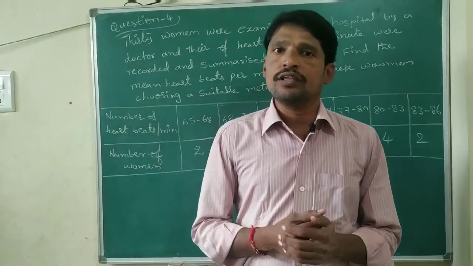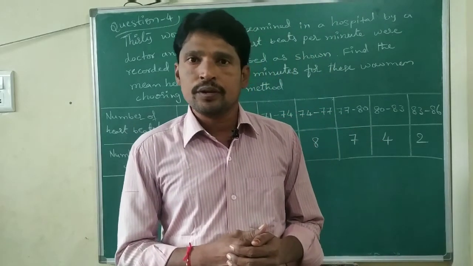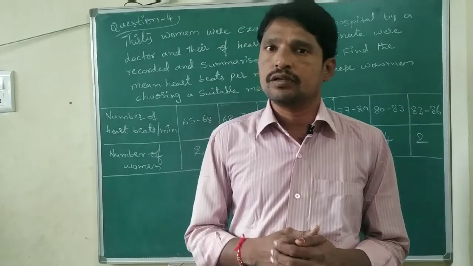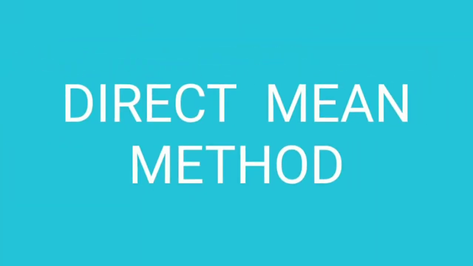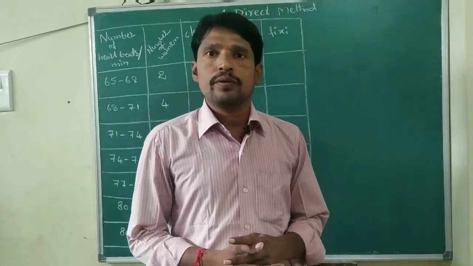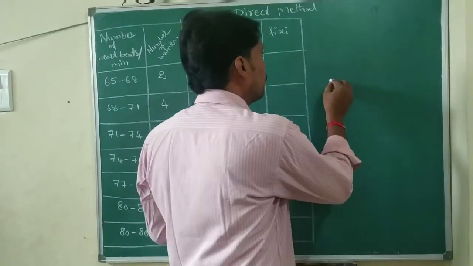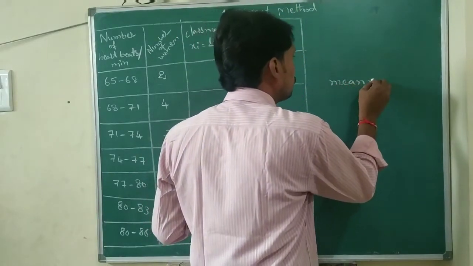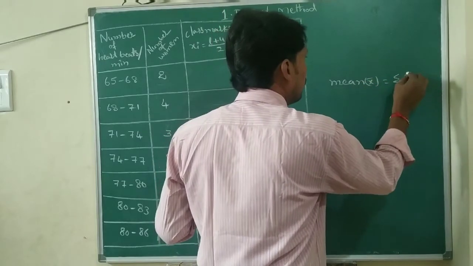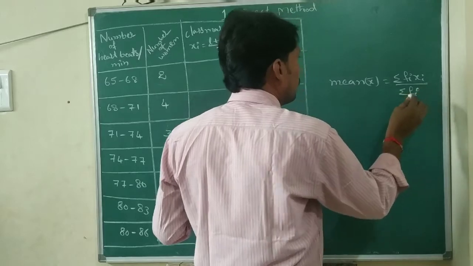So here we can follow three methods: the direct mean method, assumed mean method and step deviation method. Now we are following the direct mean method. In the direct mean method, what is the formula? Mean x bar equals sigma fi xi by sigma fi.